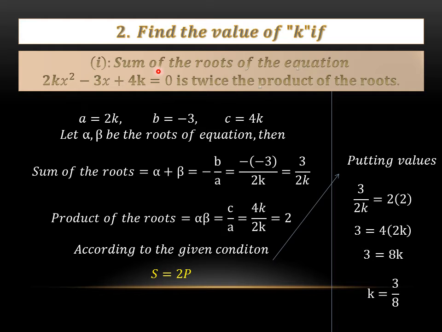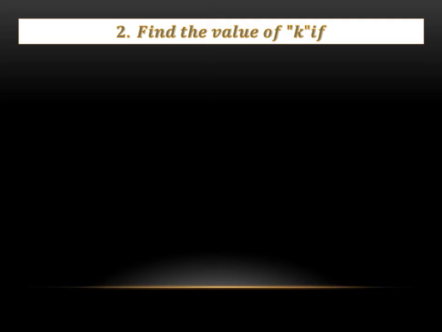Here it was written that sum of the root of the equation. So we have supposed that sum of the root is S. "Is" always denotes equals to. Whenever "is" or "are" is written, we have to write equals to instead of it. Twice always means 2 times, and times means multiplication. So 2 multiplied by product of the root, and I have denoted product of the root as P.